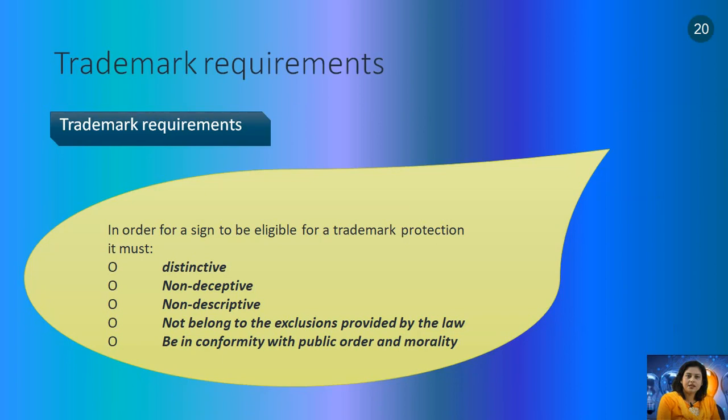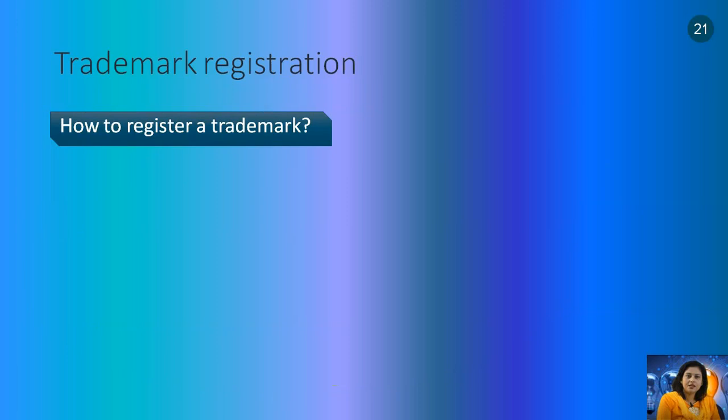There are certain requirements for trademark. In order for a sign to be eligible for trademark protection, it must be distinctive, not be deceptive, not be descriptive, not belong to the exclusions provided by the law, and be in conformity with public order and morality.